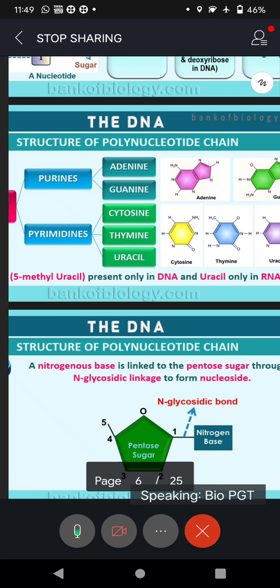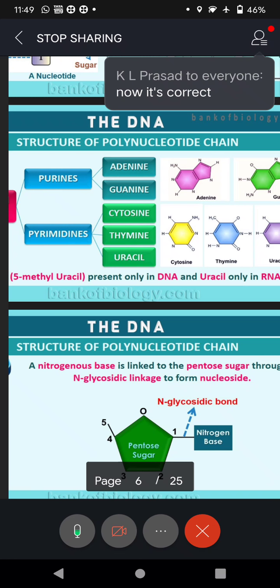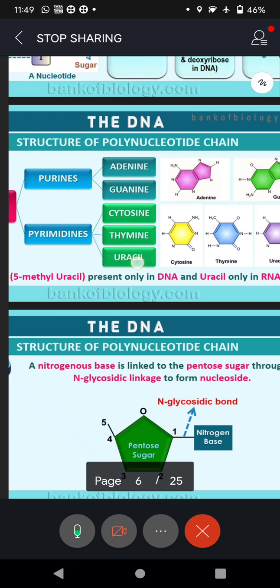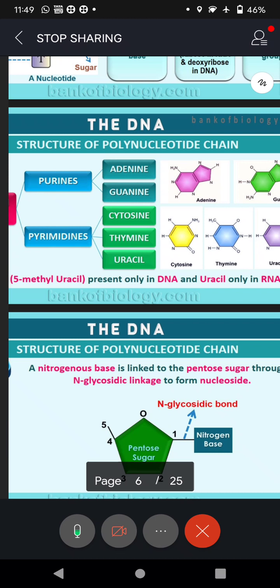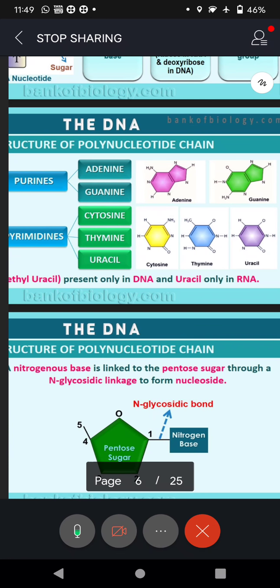Sometimes you will write it the other way around. What are purines? You will write cytosine, thymine, uracil. What are pyrimidines? You will write adenine and guanine. So don't get confused. Purines are GAP, guanine, adenine. And structurally they are double ringed structures, as you are seeing. And pyrimidine: C, cytosine, T, thymine, U, uracil. Structurally they are, as you are all seeing, single ringed structure.